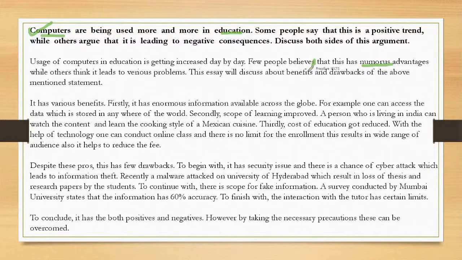Numerous. All right. So few people believe that this has numerous advantages, while others think it leads to various. What's the spelling of various, guys? Various problems. Good, Simi. Good, Abid. Bhagwant is also right. Manpreet is also right. So various. All right. Problems. Now, tell me the synonyms of positive trend. What else can we write instead of advantages? Can you tell me 2 or 3 more synonyms? Merits, very good.